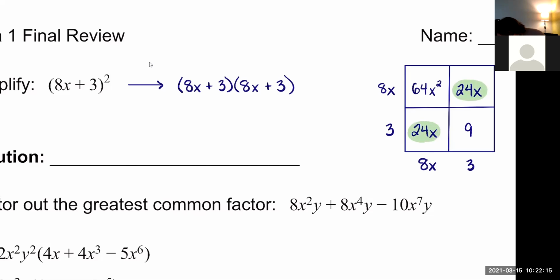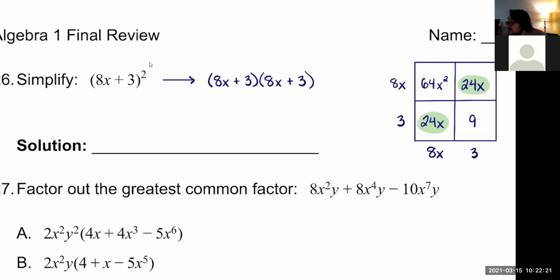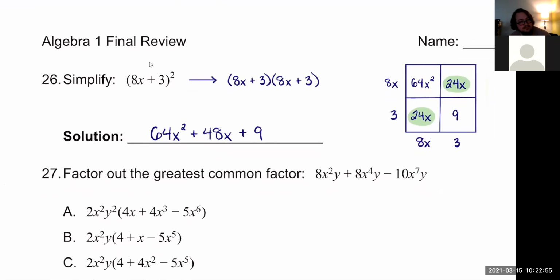But here's what we would have missed if we had simply tried to distribute that exponent. We have two like terms, both 24x's, combined make 48x. So if I was to write this out all together here, I would have 64x squared plus 48x plus 9. If I simply distributed, I would have lost this term completely, and I wouldn't have gotten all the points. You get some, but not all.